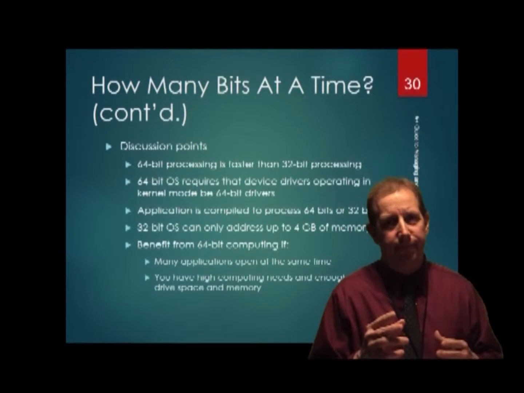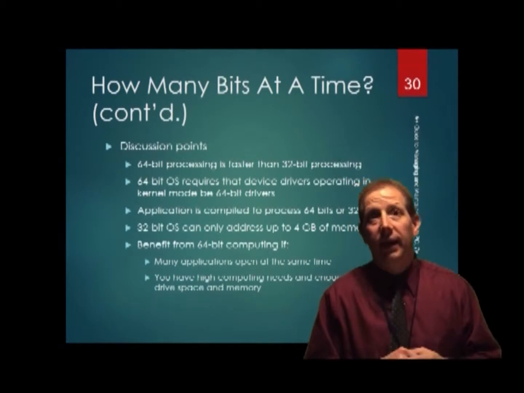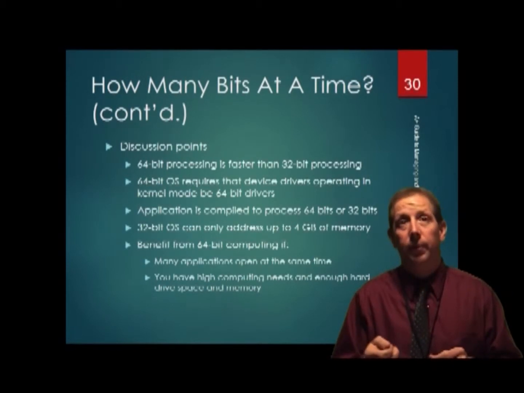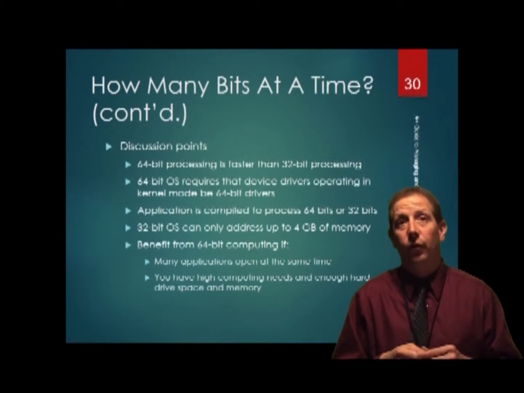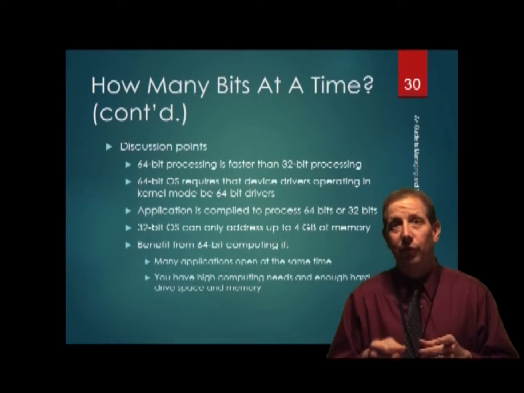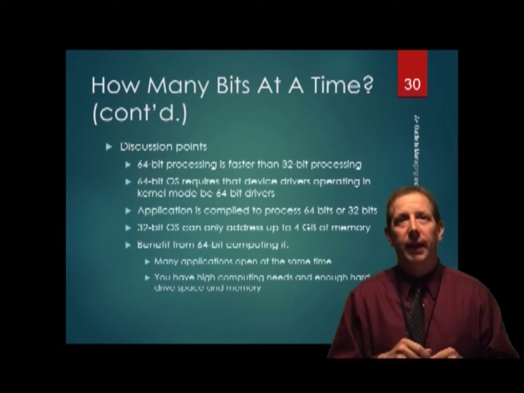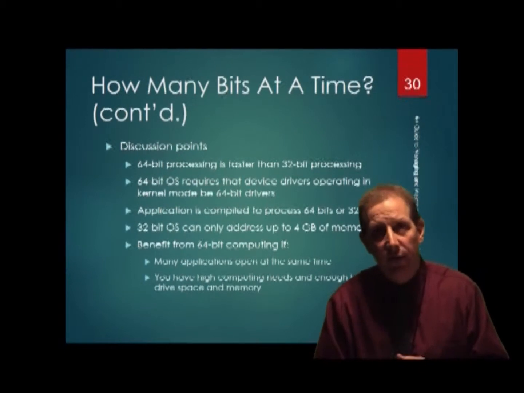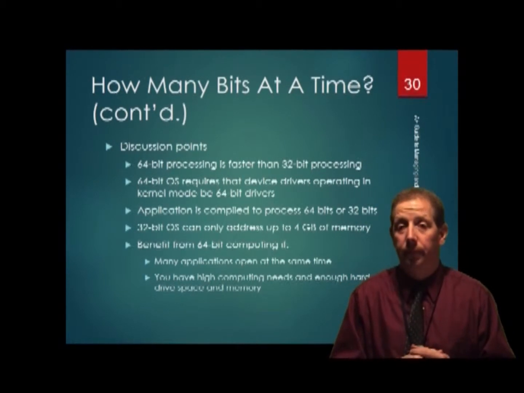And point 3. An application is compiled to process 64 or 32 bits. A 64-bit operating system can run either 64-bit applications or 32-bit applications, but 64-bit applications are faster. And also, 64-bit applications cannot run on a 32-bit operating system.